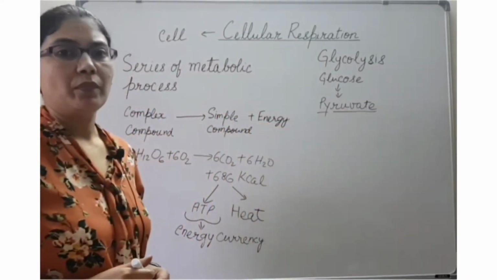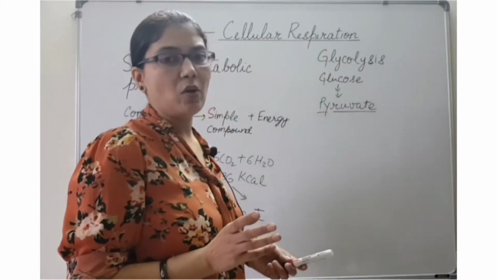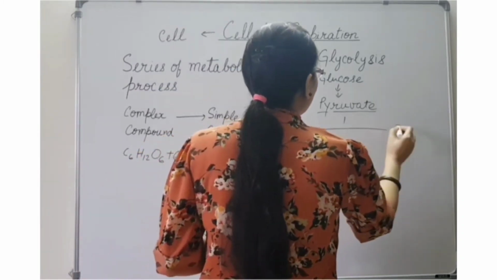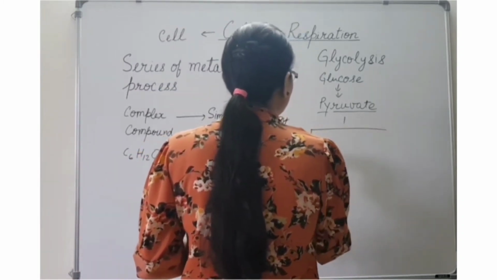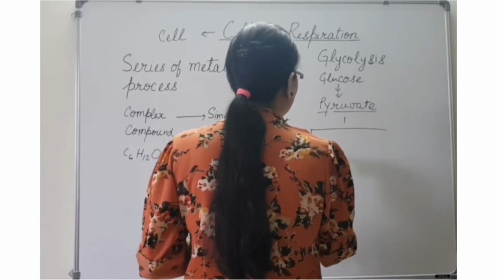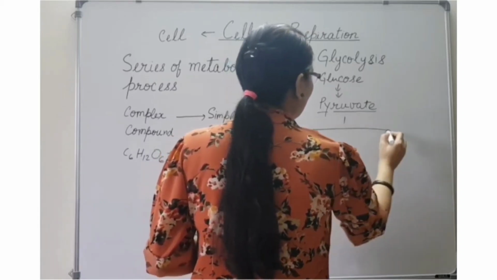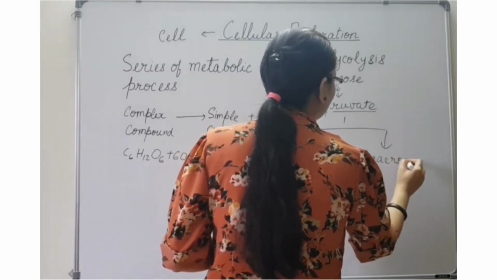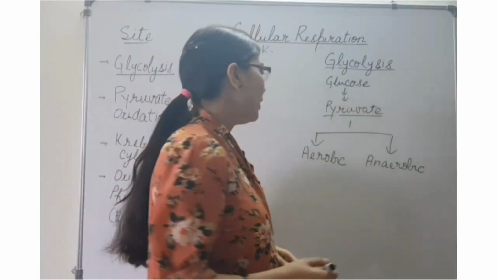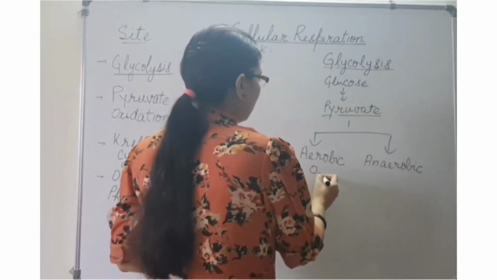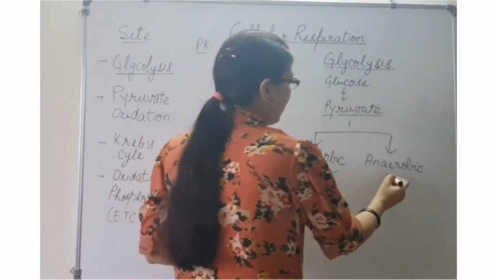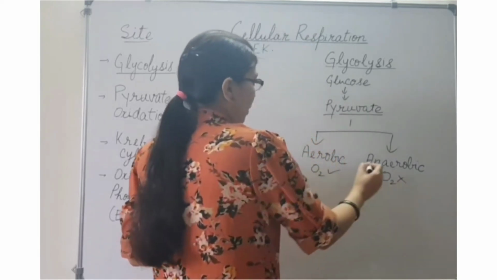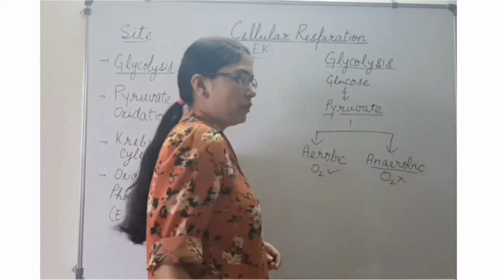Depending upon whether oxygen is present or not, two types of respiration take place in the cell, either aerobic or anaerobic. Aerobic respiration takes place in the presence of molecular oxygen. Anaerobic respiration takes place in the absence of molecular oxygen. This anaerobic respiration we will see later.